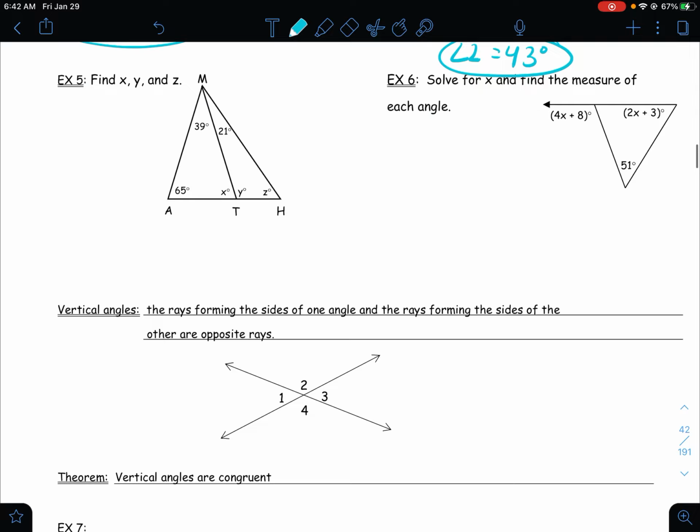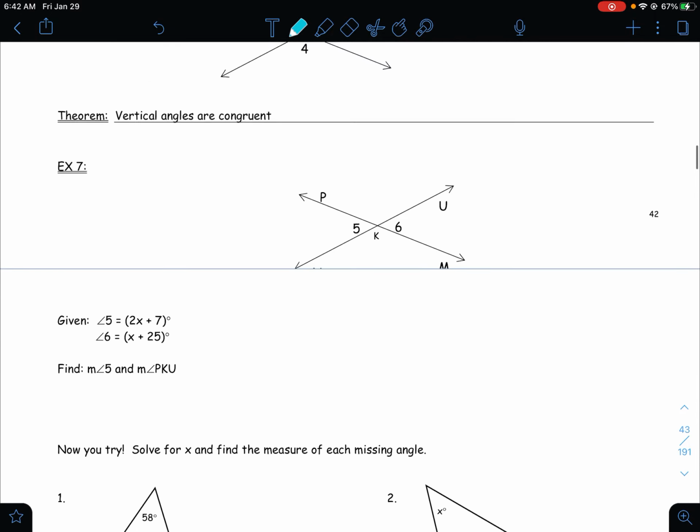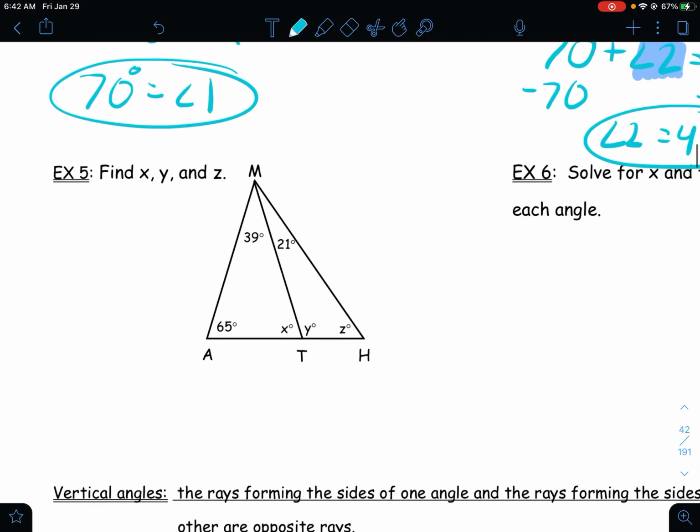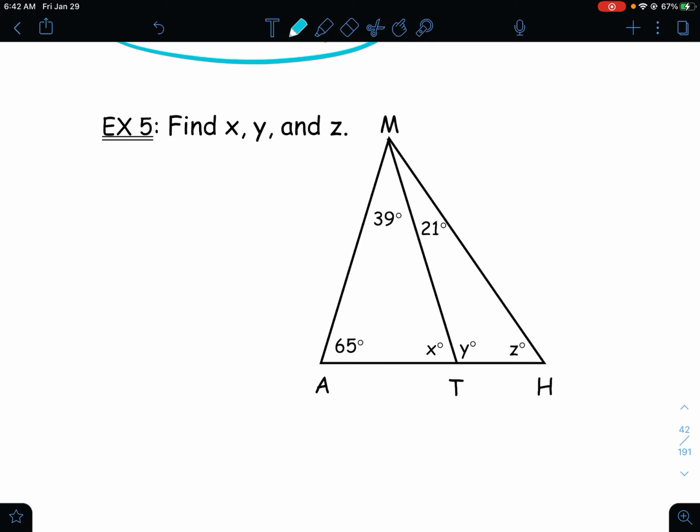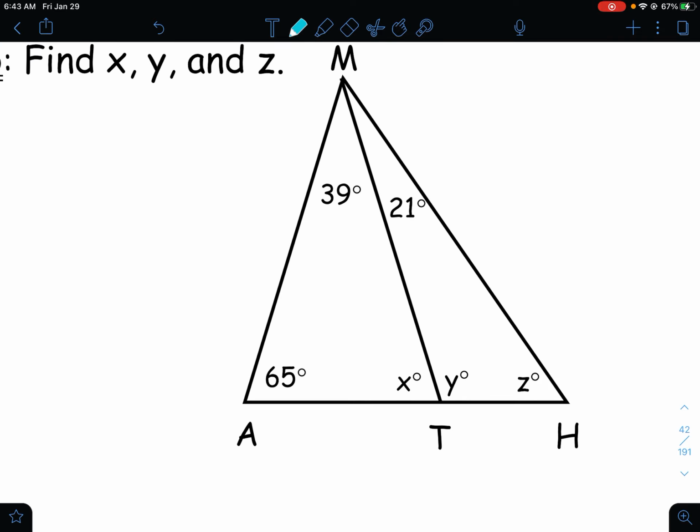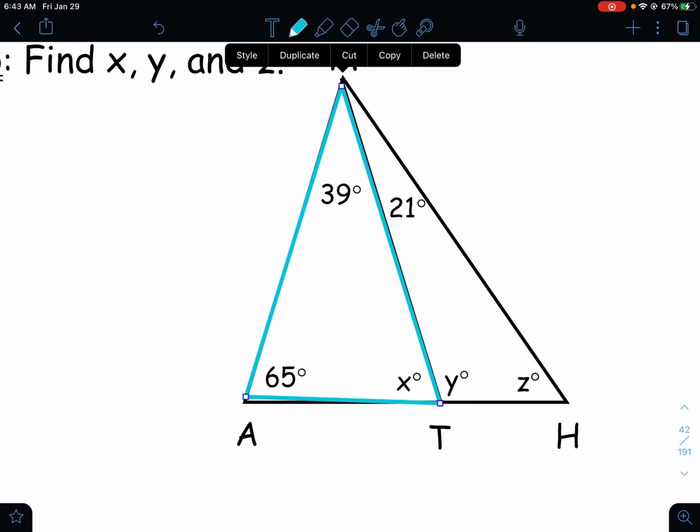All right, we're getting there, guys. We're doing a good job. All right, so let's go ahead and try this one. It says find x, y, and z. All right, so this is tough, but we can do it. So first off, looking at this, when I'm trying to do problems like this, I always see if I have a triangle where I know two of the angles. Because if I know two of the angles, I'll know the third angle, right? Because all three angles need to add up to 180.